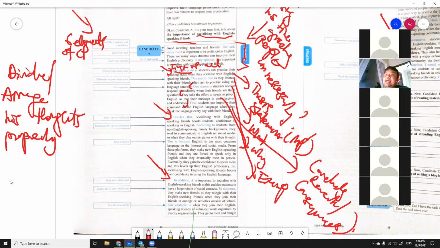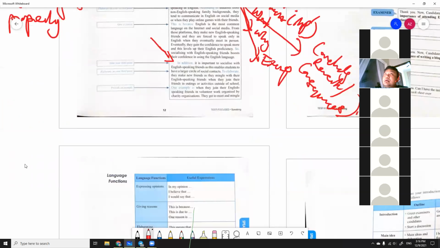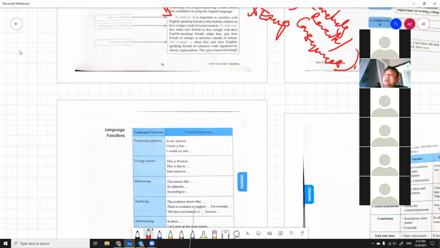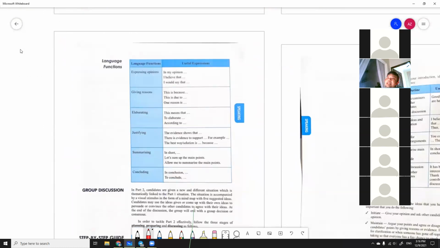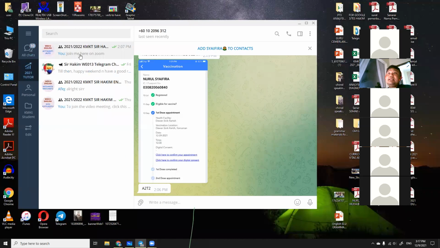Same goes to this part and that part as well. And then I will be sharing with you guys on the Telegram group these 2 notes. When you want to record your part later on, make sure you use useful expressions like this. In my opinion, I believe that, I would say that. If you want to provide an extra reason, you may use this is because, this is due to. And then when you want to elaborate, this means that. I don't want to waste my time explaining things that you can read up by yourselves. So this is our group.